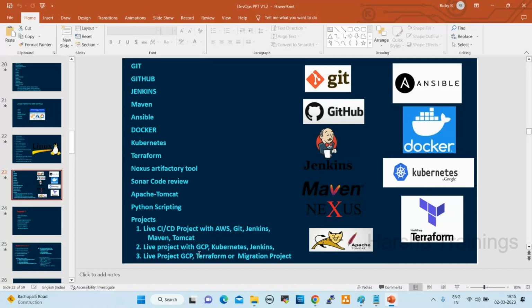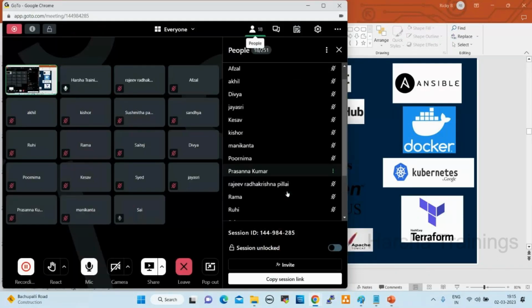One small project is this. While working on Ansible, one small project. While working on Docker, a small project. While working on Kubernetes, a small project. Like that, small projects will be covered, but these three are live projects. Once these are completed, you'll get very good hands-on. Any questions up to here, anyone?